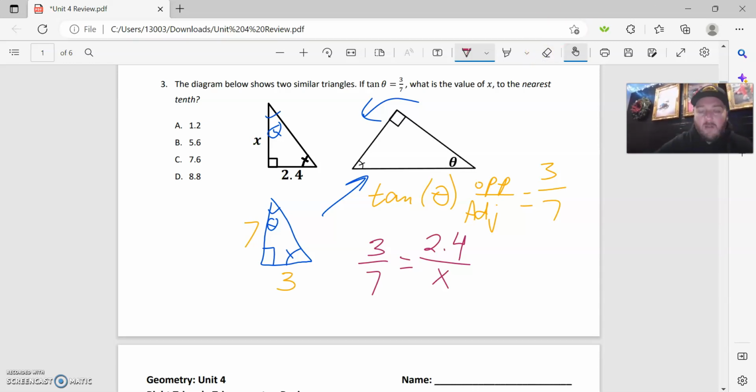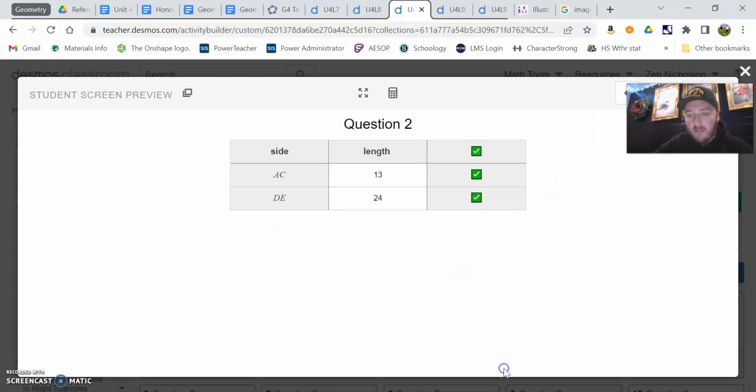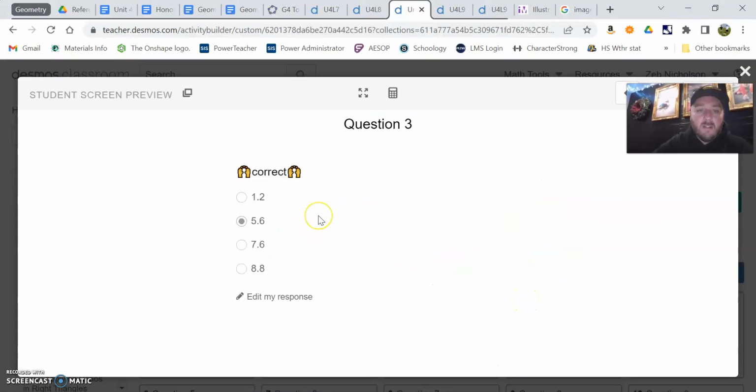All I'm going to have to do now is cross multiply. So 3x is equal to 16.8. So that x is about 5.6, I believe. So again, go to Desmos, check it out. Next slide. Oh, hey, look, I already did it. But there you go. Another question down.